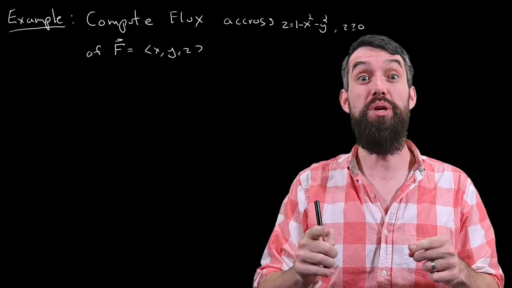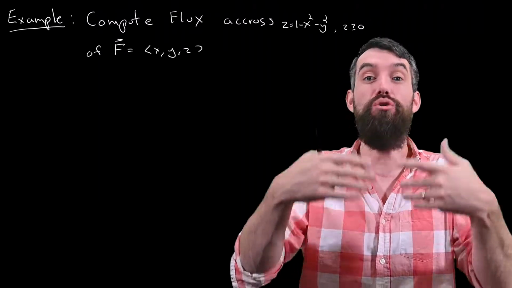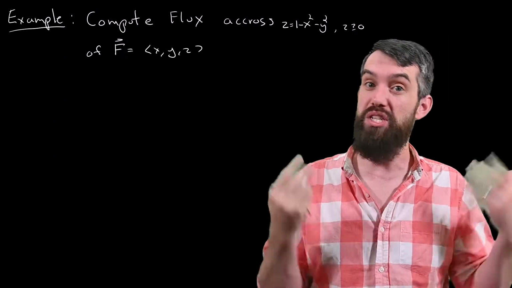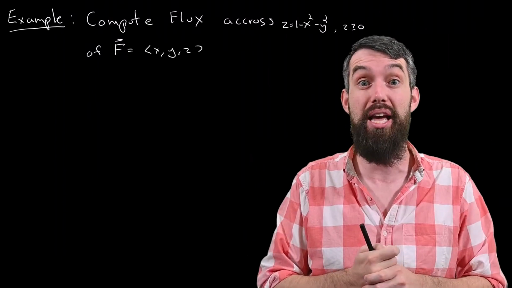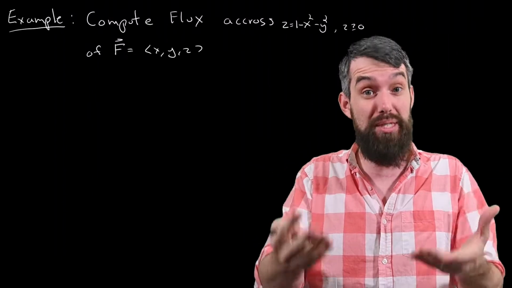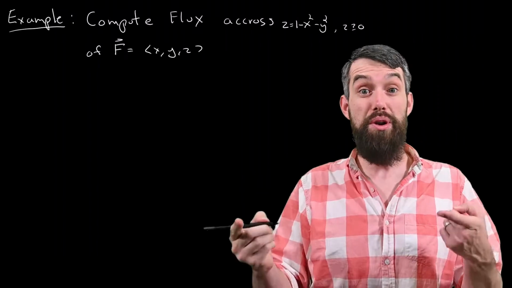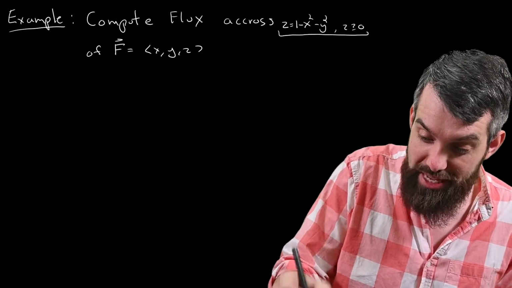In this video, we're going to compute the flux of a vector field across some surface. We're just going to use the formula that we came up with previously and try to evaluate it in this specific example. The first thing I want to do is investigate what this surface actually is.